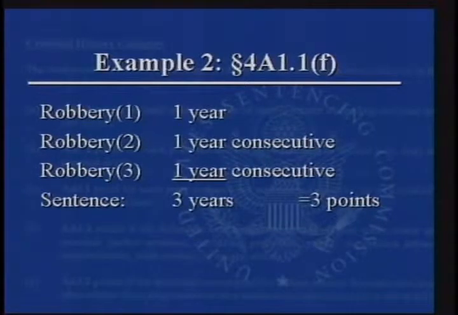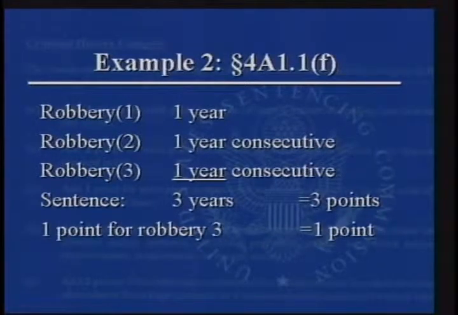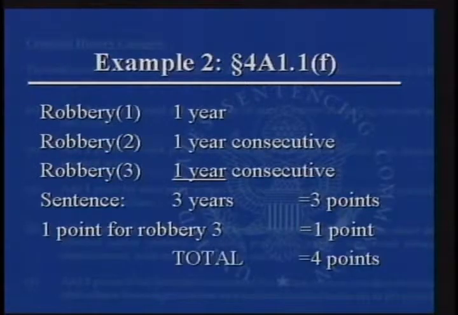Now, the first robbery count does not qualify for 3 points on its own because it's under 13 months. So what you would do is add the two together, the first and the second, to get to the 13-month threshold, assign that 3 points, and then there's still the third robbery count, a sentence that has a 2 year consecutive term, so you'd add an additional point for that. So the total then for this group of sentences would be 4 points.